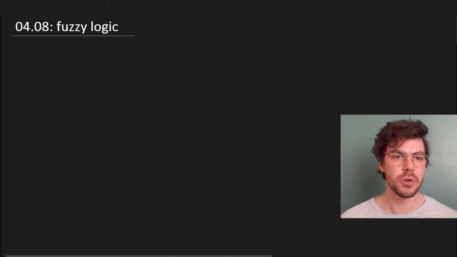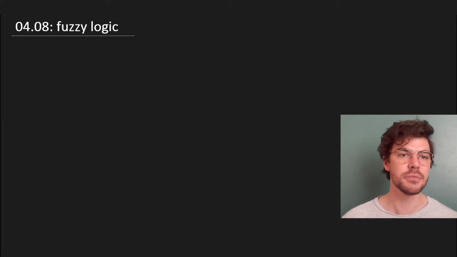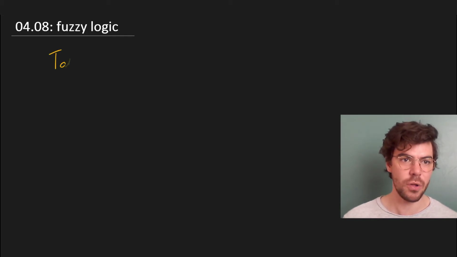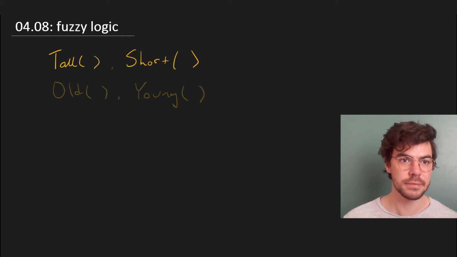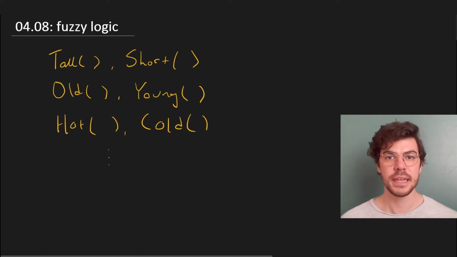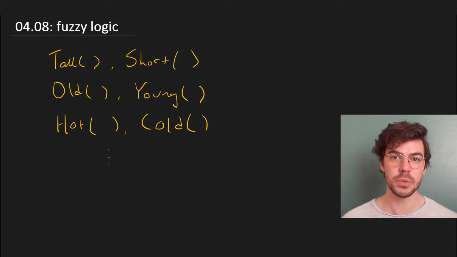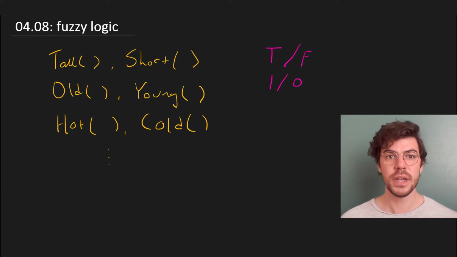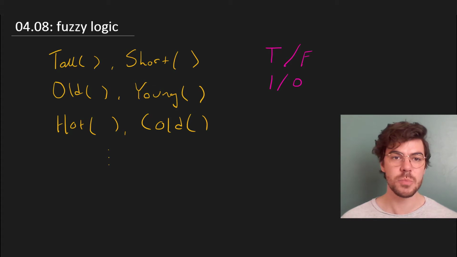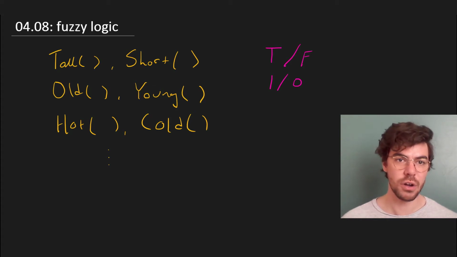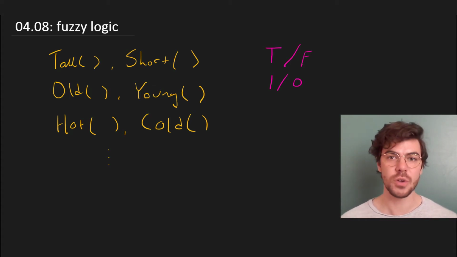Part of what provides motivation for fuzzy logic is the realization that most of the predicates we use in our day-to-day language are vague. For instance, such predicates as tall and short, old and young, hot and cold, and so on. Now, because we have only two truth values in ordinary Boolean logic, which is to say true and false, or sometimes as it's put, 1 and 0, we have to say that for every item in our domain, it's either true or false that it's tall or that it's short, true or false that it's old, and so on.